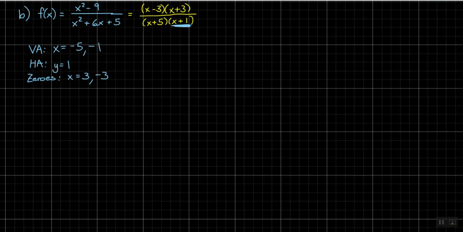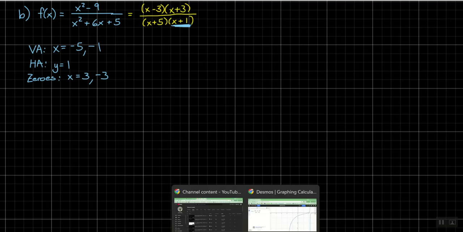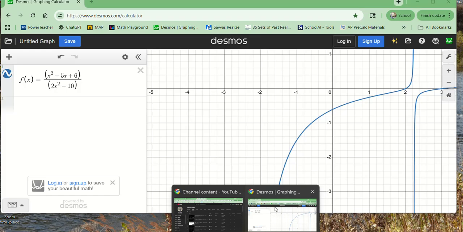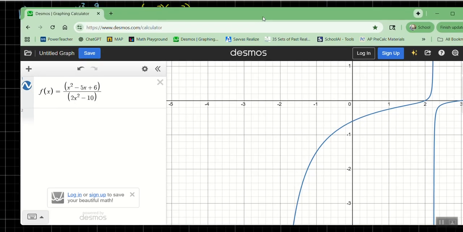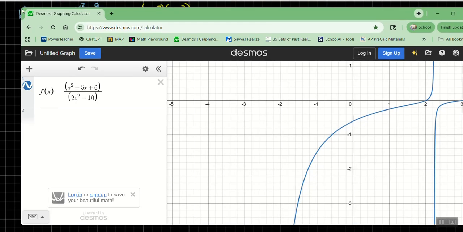So let's take a look, just to confirm real quick. Or we could graph it just by hand. What do you guys prefer? Just take a look. Okay. So we're going to graph this function on Desmos, and we're going to see if all this information seems to agree. I'm going to make this a little bit smaller so I can see both of them.